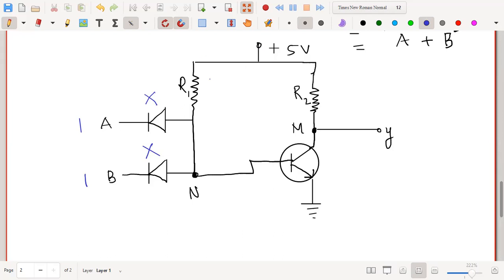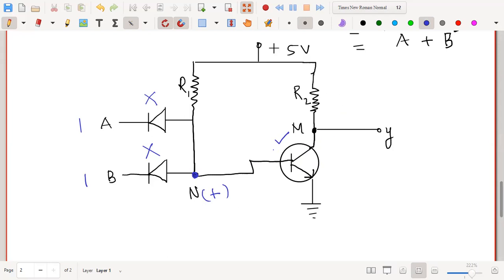Then what happens now? If current cannot flow through these two diodes, the point N, where I have written, will be at some positive potential because no current is flowing through any of the diodes, so nothing is dropped across R1. That means the point N is driven to a positive potential. Now, this point is connected to the base of this transistor, so the transistor will work, because we are applying some positive potential to the base, and this is an NPN transistor.